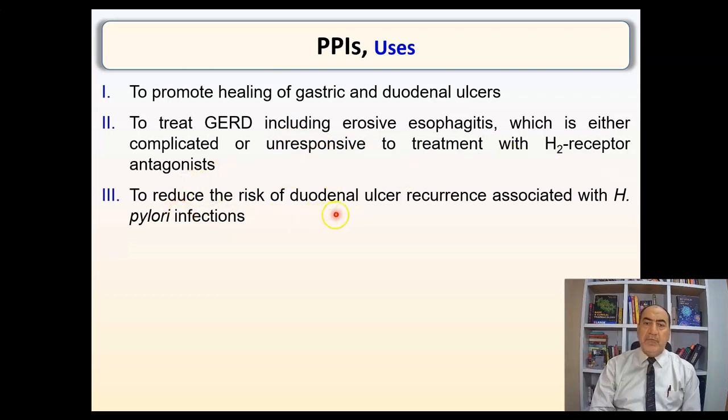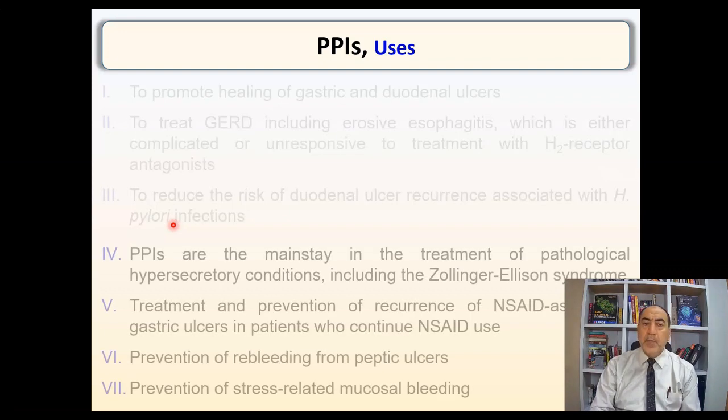To reduce the risk of duodenal ulcer recurrence associated with H. pylori, it's one of the main regimens. Almost every regimen for treatment of H. pylori includes the PPI, okay, to eradicate H. pylori. We will talk about it in the next video.